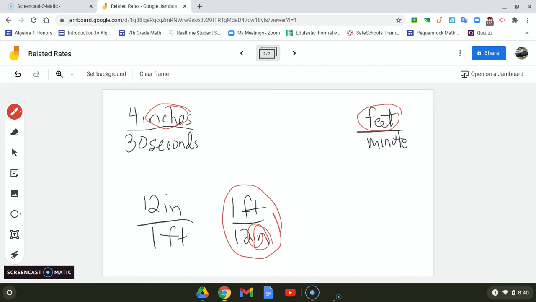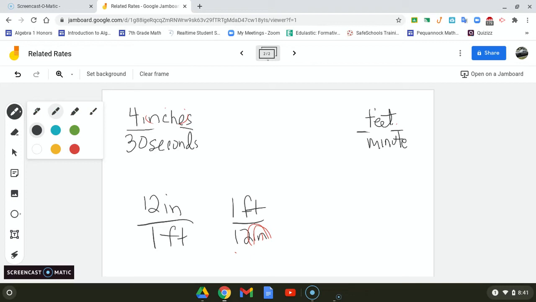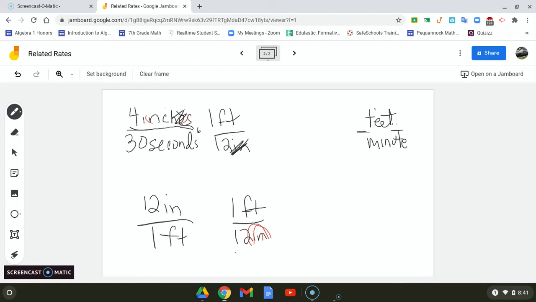So let me see if I can clean this up a little bit, because now we have this all over the place. Bear with me. Okay, I think you have the idea. So we're going to multiply by 1 foot over 12 inches. And again, our inches here are going to cancel with our inches here. That leaves us just feet on the top, which is what we're looking for.